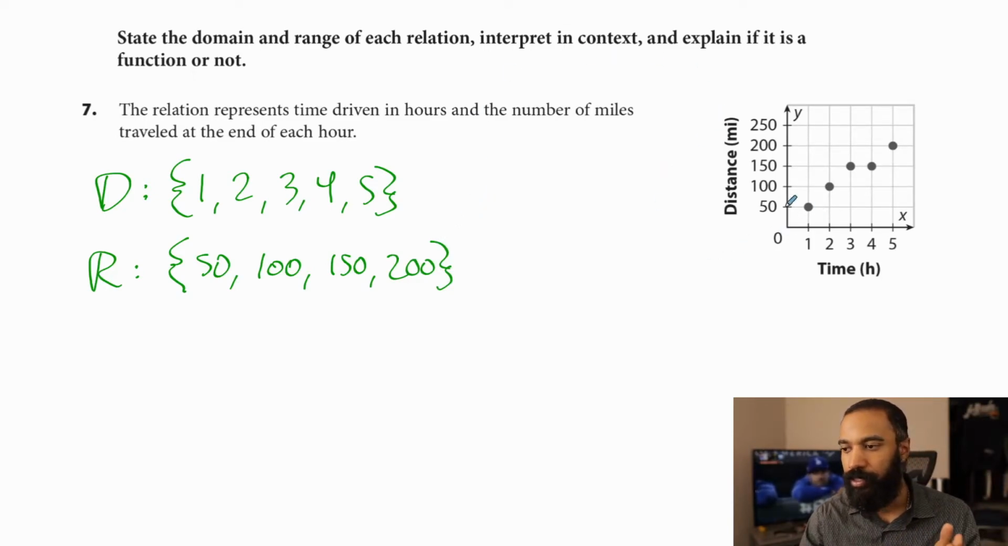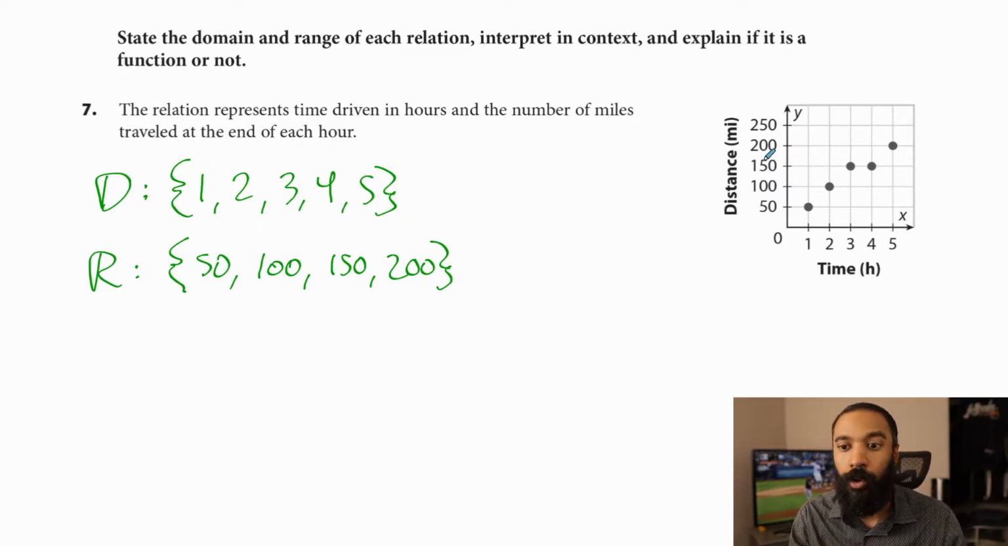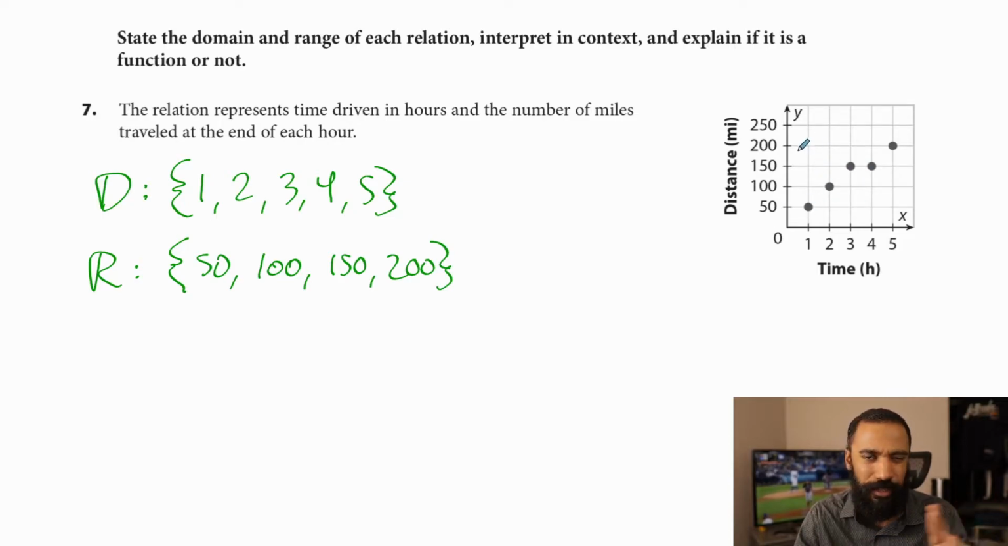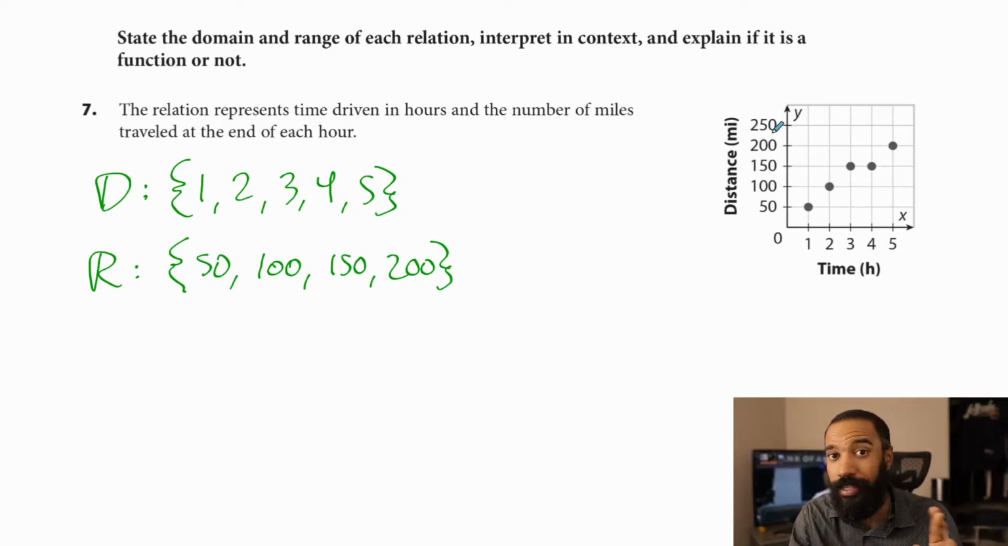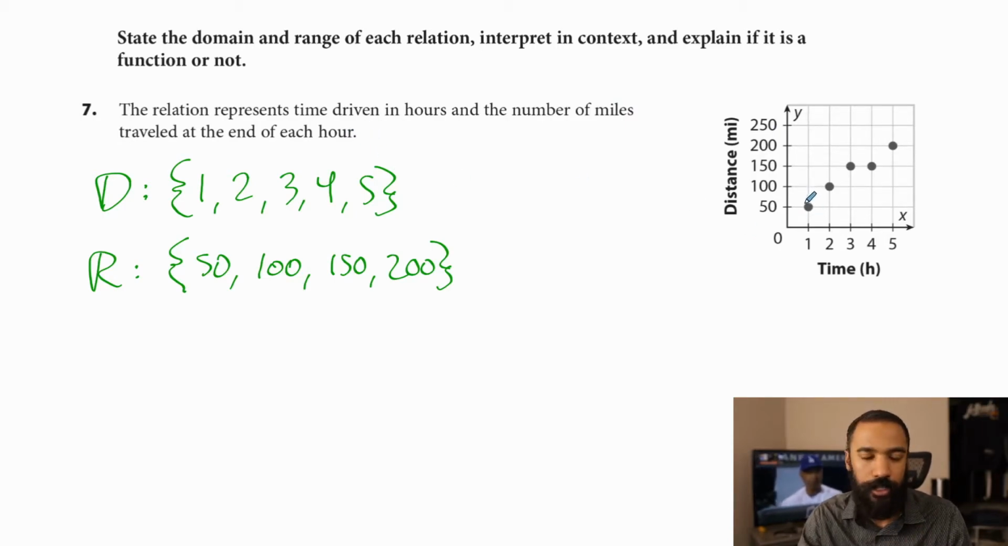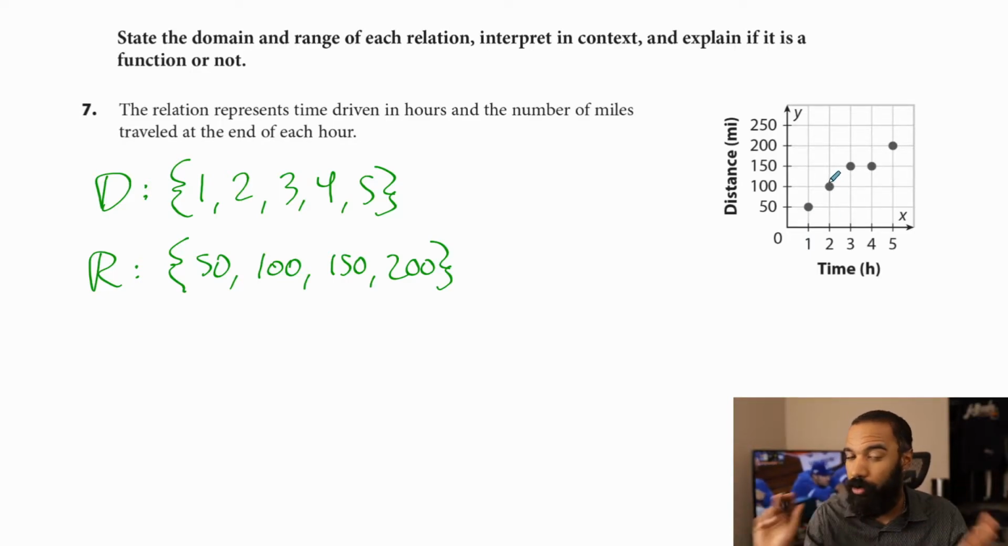Interpret in context. Let's see. Time driven and the number of miles traveled. At the end of each hour, let's say that this is one person driving, and this is going to help if we get another version like this for a non-function type. Wink, wink. This one is a function. Say that someone's driving, and after an hour long drive, they have traveled 50 miles total. After 2 hours, they have traveled a total of 100 miles, not 100 miles just from the first hour to the second, but 100 total.